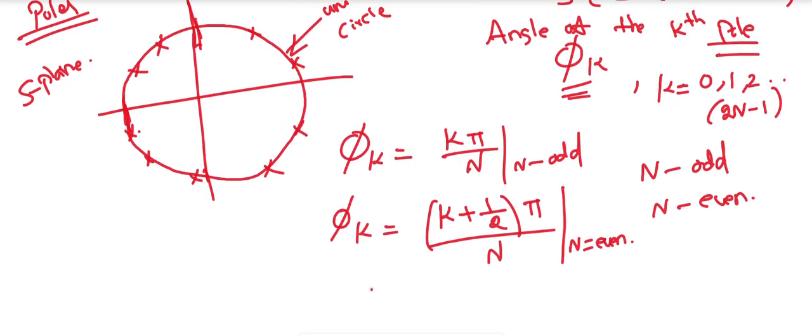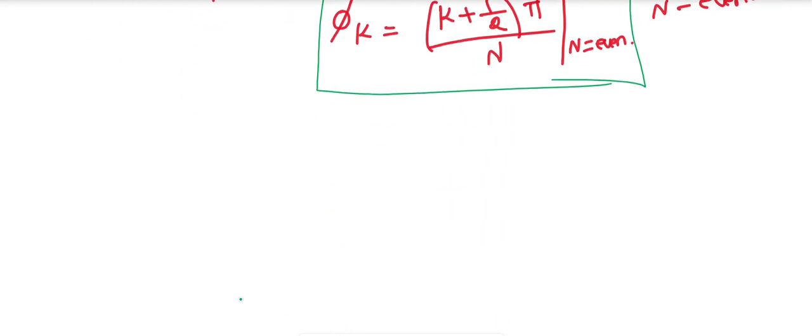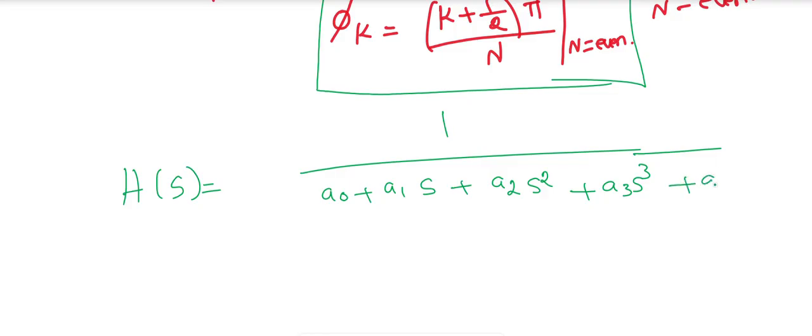So for n odd and n even, how do we determine the kth pole? For example, the transfer function H of s equals 1 by a0 plus a1 s plus a2 s squared plus a3 s cube plus a4 s to the power 4. So what is n? n is equal to 4, fourth order.